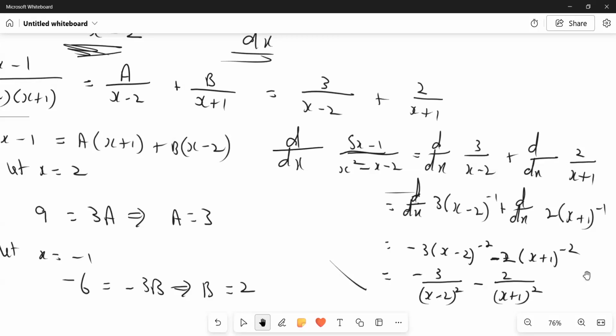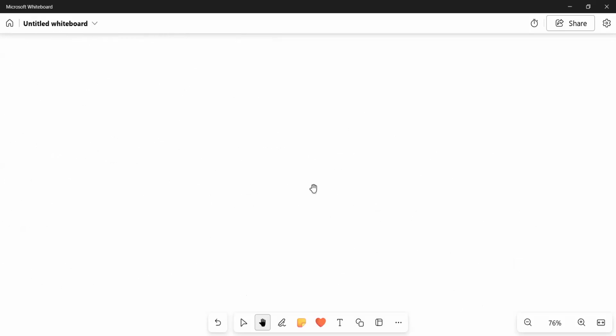Good. So let's do another one. This one will involve what we call repeated factors. So let's say you have f(x) equal to x squared plus 1 over x(x minus 1) squared. So you have what you call a repeated factor inside of the denominator.